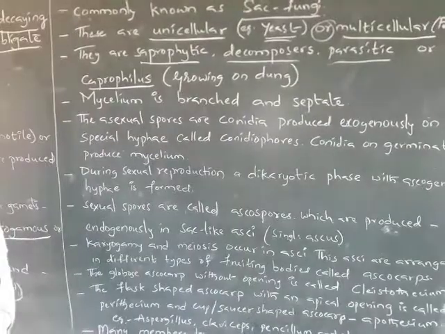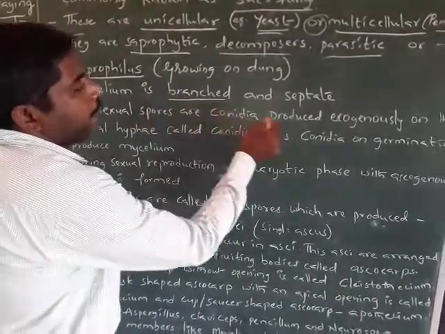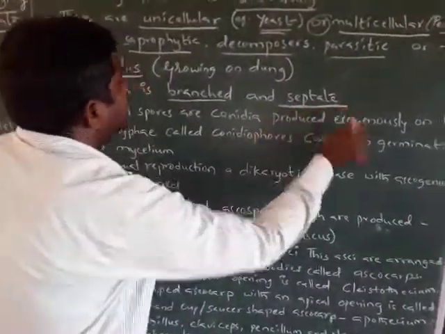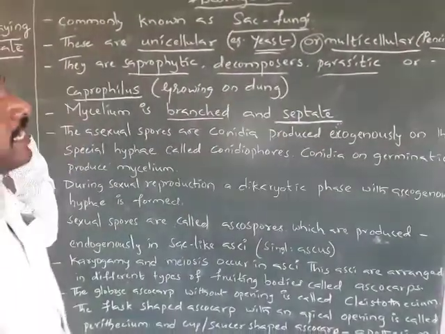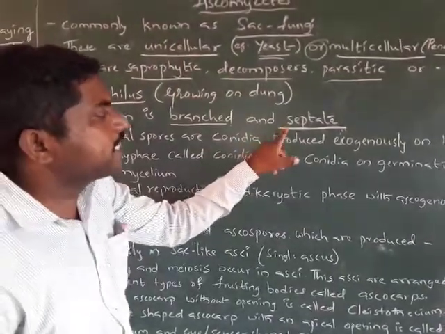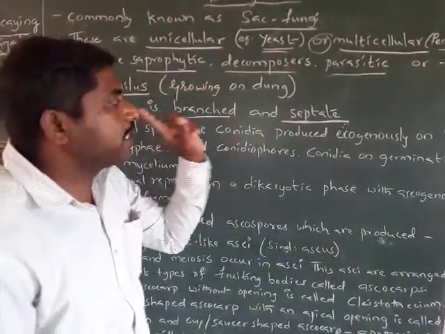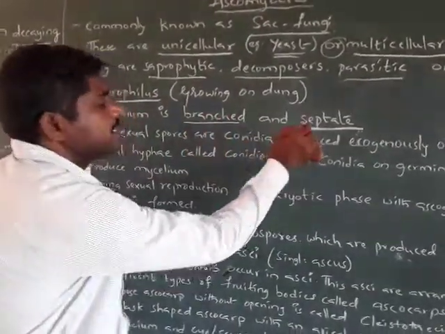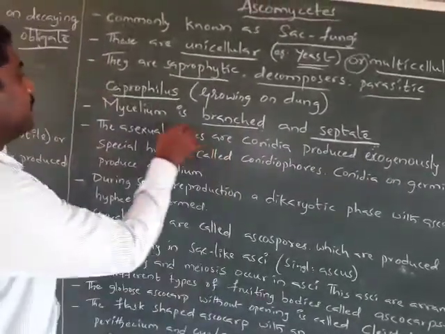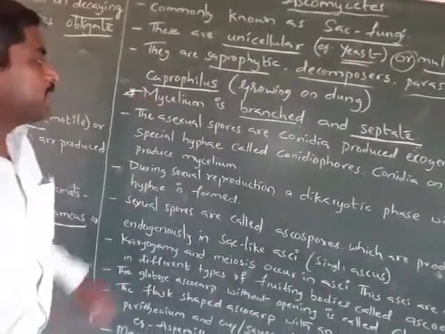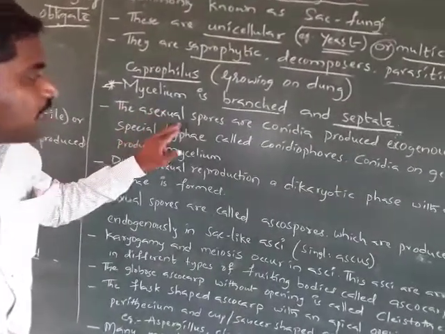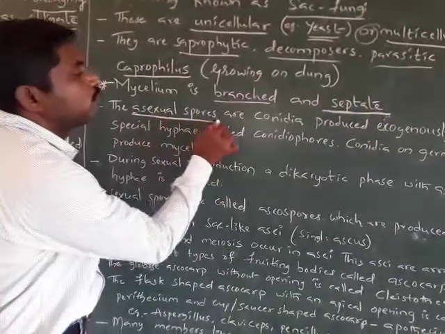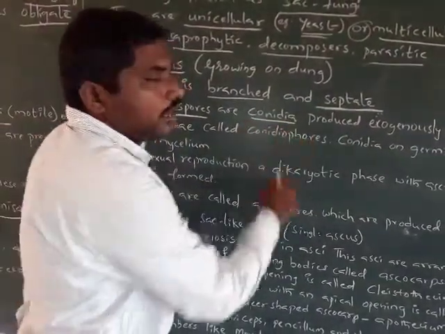Here the mycelium is branched and septate. It is very important. Here Phycomycetes is aseptate, but Ascomycetes is septate, branched and septate. Coming to reproduction, the asexual spores are conidia.